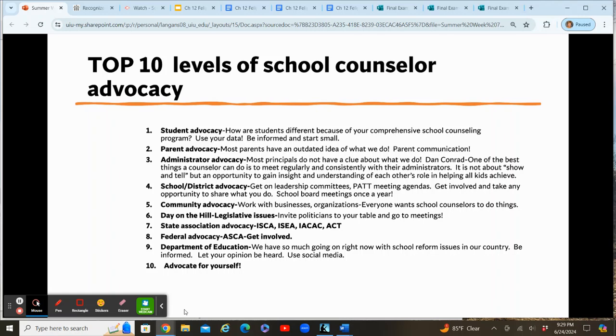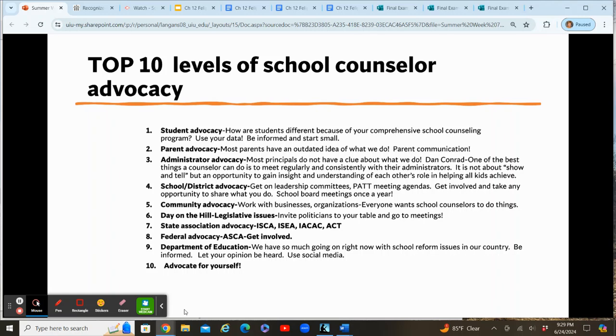We're going to talk more about Day on the Hill. That's legislative issues. Invite politicians to your table. Go to forums. Go to Day on the Hill. It's so important that you form a relationship with your legislators, and we're going to talk a little bit more about that in the next slide.